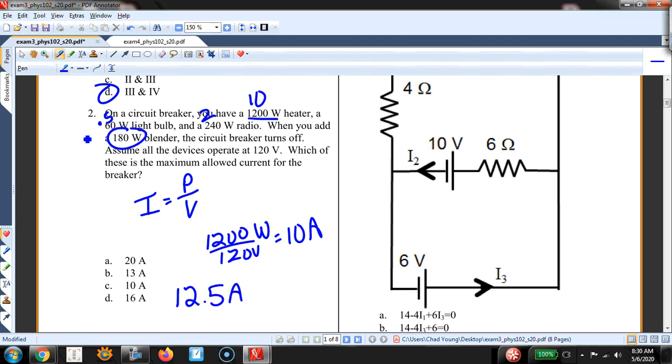And then I add this, which is 180 over 120, which is 6 over 4, so this is equal to 1.5. So 12.5 plus 1.5, which is 14 amps. So somewhere more than 12 and a half, but less than 14. So B is the right answer.